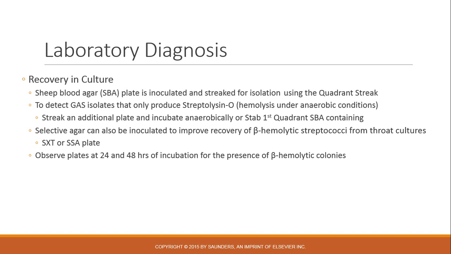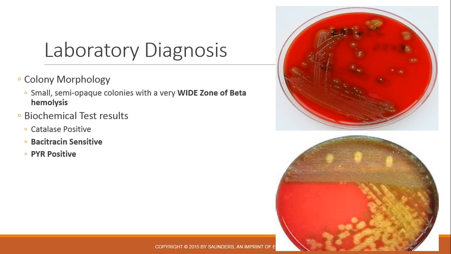Do the quadrant streak to detect group A strep that only produces the streptolysin O, which is hemolysis in anaerobic conditions. You want to streak a plate and either incubate it anaerobically or stab the first quadrant of the other plate. You can use selective agar to help you spot that beta hemolytic strep, and then incubate your plates. And basically you just pull them out of the incubator and all you're looking for is any kind of beta hemolysis. Okay, you don't care about anything else that's present usually. So it makes it a little easier.